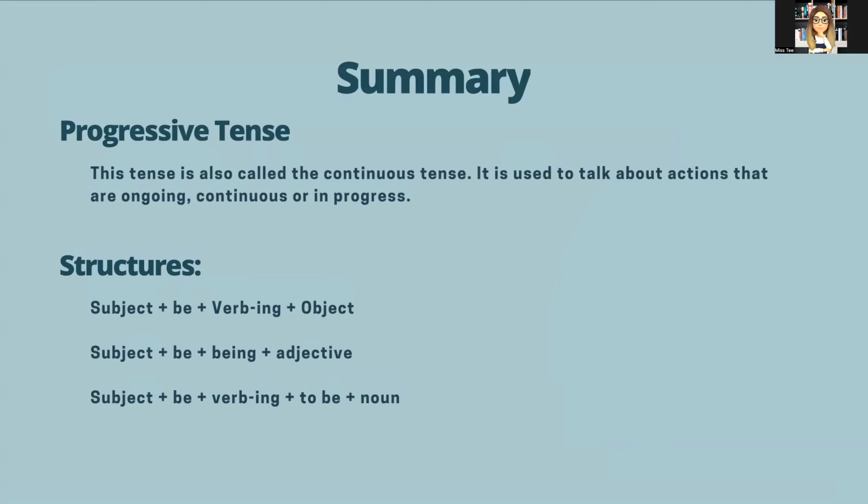So just to summarize the overview of the progressives, this tense is also called the continuous tense, and it's used to talk about actions that are ongoing, continuous, or in progress. The structures we have: subject, and then the form of be, then the verb plus ing, then the object. Then we have the subject again, the form of be plus being plus an adjective. Lastly, we have the subject, form of be, plus the verb ing, plus to be, plus a noun. So these are the three most common structures.